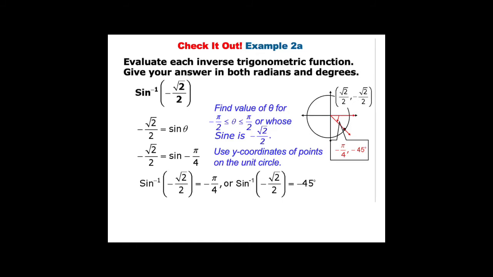And so here we would use the y-coordinates of the points on the unit circle, and we see that it's right here. And so we would put negative square root of 2 over 2 equals sine minus pi over 4, because it's a negative. And then we can write that as inverse sine of negative square root of 2 over 2 equals negative pi over 4, or inverse sine of negative square root of 2 over 2 equals negative 45. And don't forget to make them negative because they are both negative.